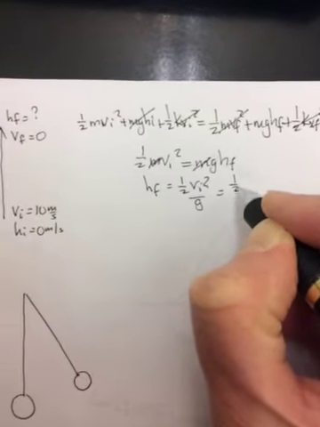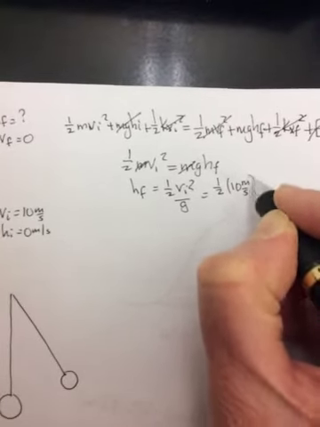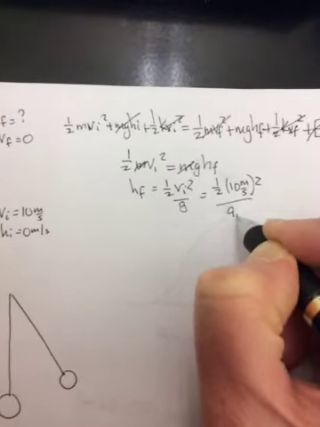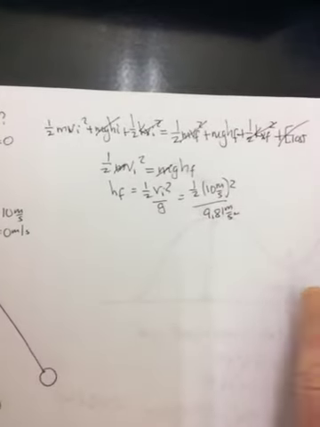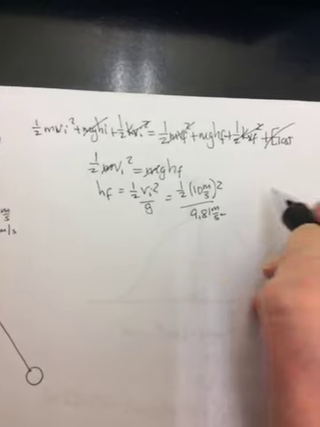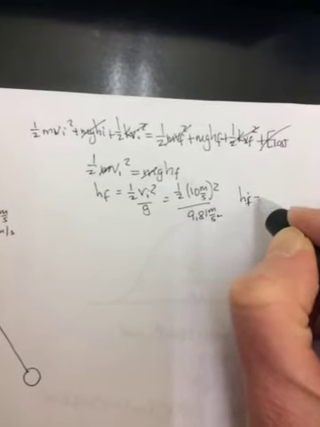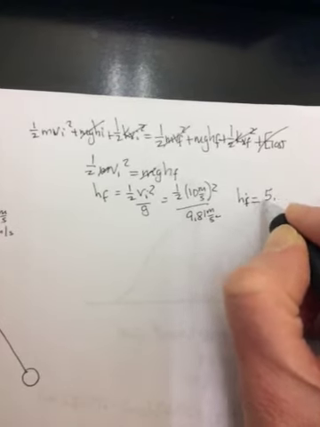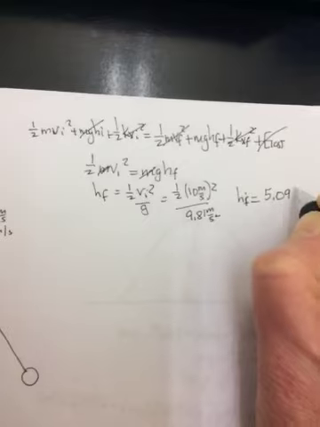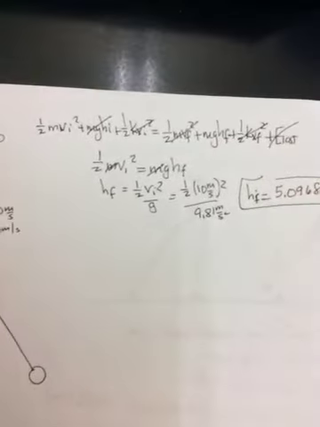So 1/2, and the v initial is 10 meters per second, squared, divided by 9.81 meters per second squared. So on the top is 50, on the bottom is 9.81, and you should get then a height, final, of 5.0968 meters.